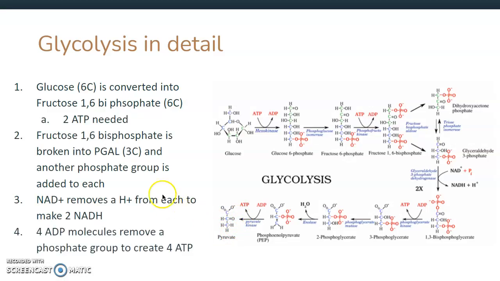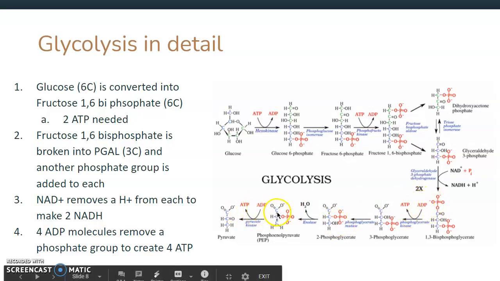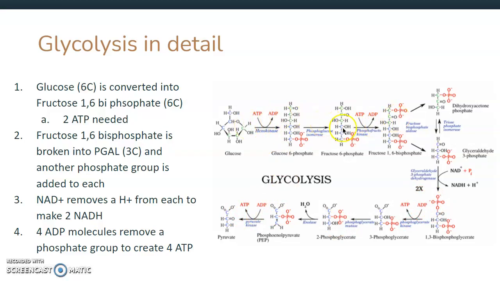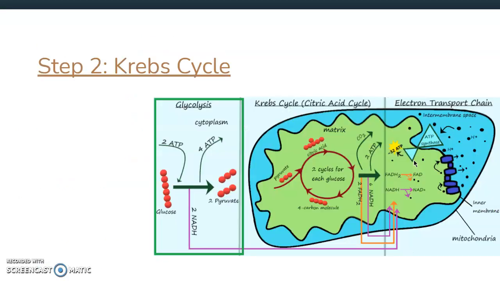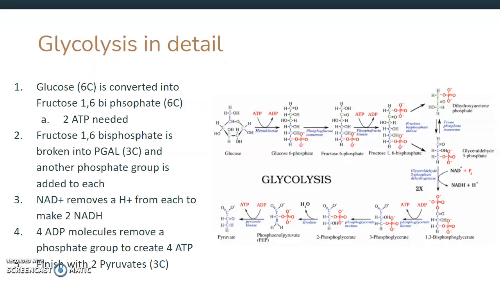So these steps, just to explain what I just did, are where we get our phosphate groups from. That's where we get our 4 ATP. 2 from this step from removing the top one, and 2 from removing the bottom one. And we have to input 2 ATP up here. And we also get our 2 NADH over here. So those are the important molecules to remember. At the end of glycolysis, we have 2 pyruvates.